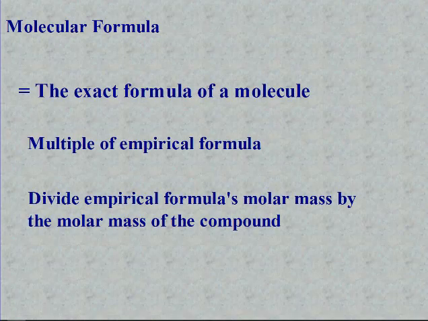A molecular formula is the exact formula of a molecule. It's a multiple of an empirical formula. Sometimes the empirical formula and molecular formula are the same, but not necessarily. If it can be reduced, it's a molecular formula, while if it can't be reduced, then it's an empirical formula. Divide the empirical formula's molar mass by the molar mass of the compound.